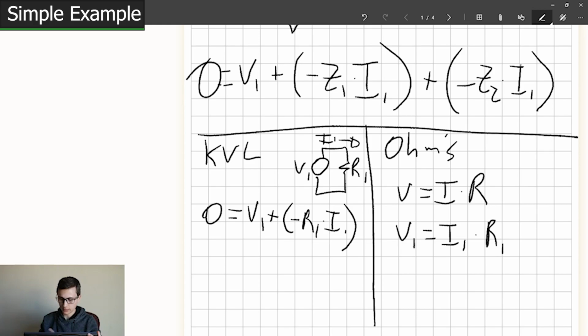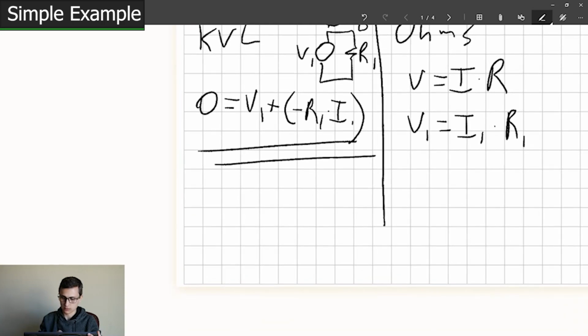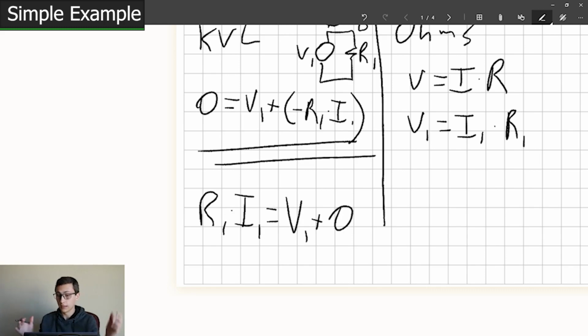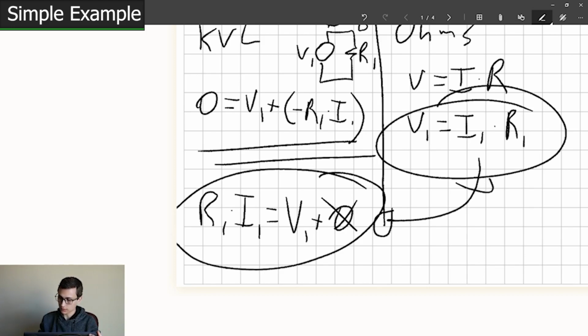Looks like there's a little bit of algebra that we need to do. So let's see if we can fix this. Okay, so we've got this plus negative R1, I1. But if we add R1, I1 to both sides, we end up with R1 times I1 equals V1 plus 0, because negative R1, I1 plus R1, I1 is 0. So, sweet. And now, whoa, that is exactly the same. Look at that. V equals I times R. Ohm's law holds true, which is important because Ohm's law is a law. It can't be wrong. It must always be right.